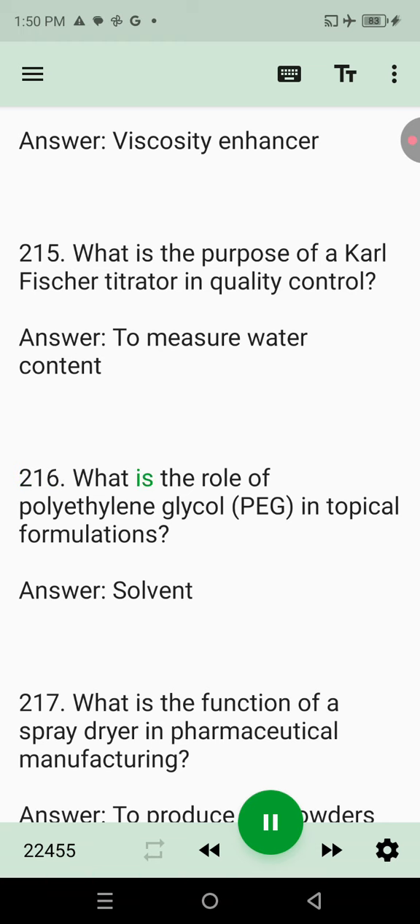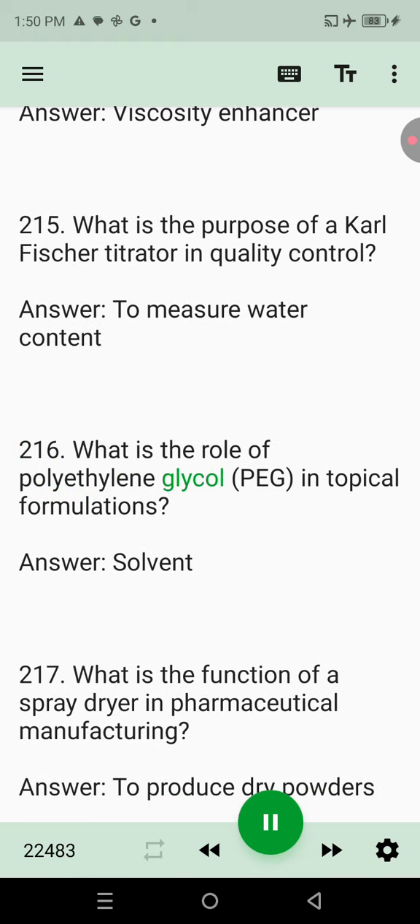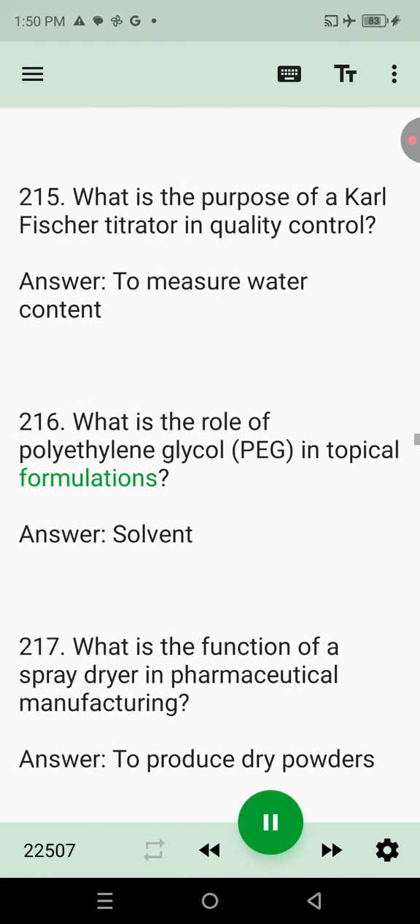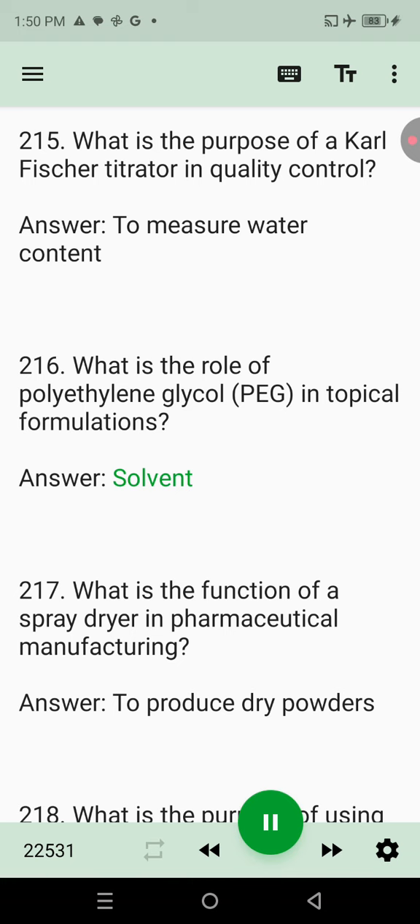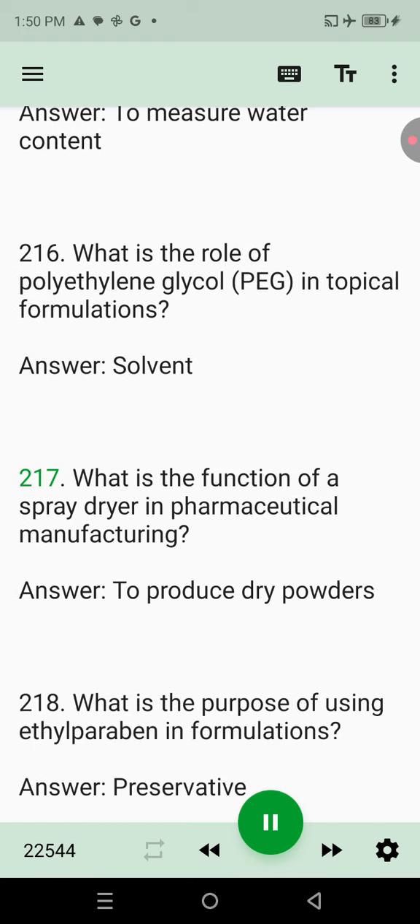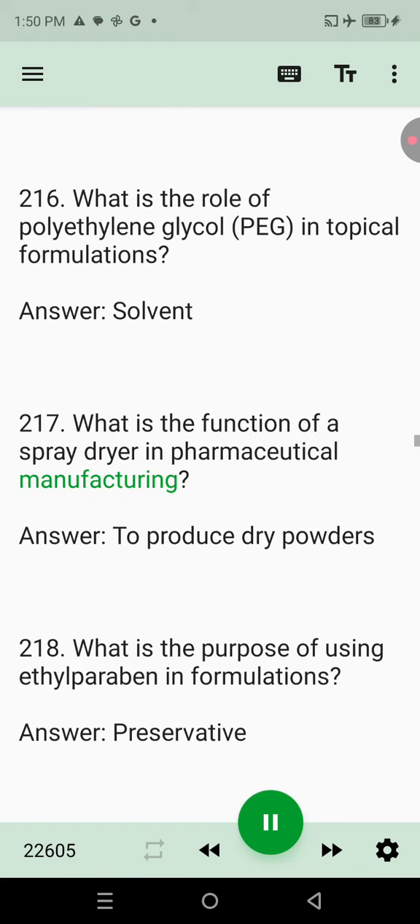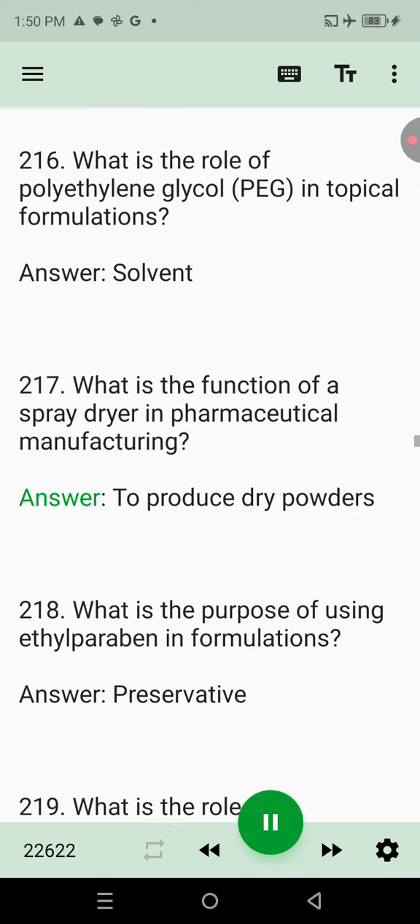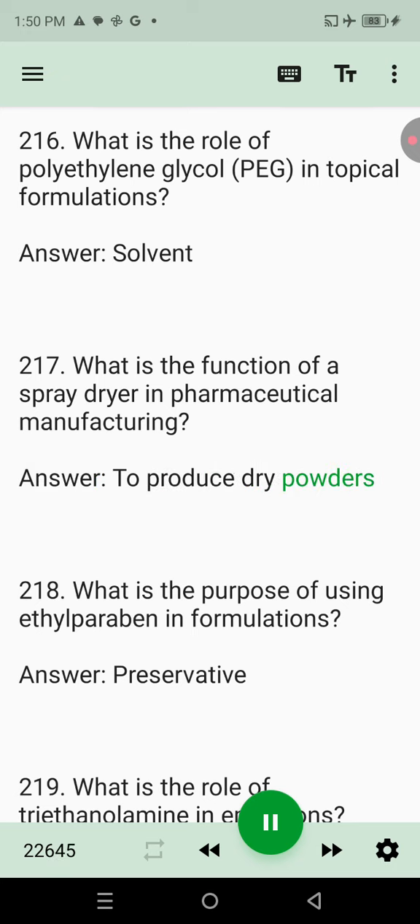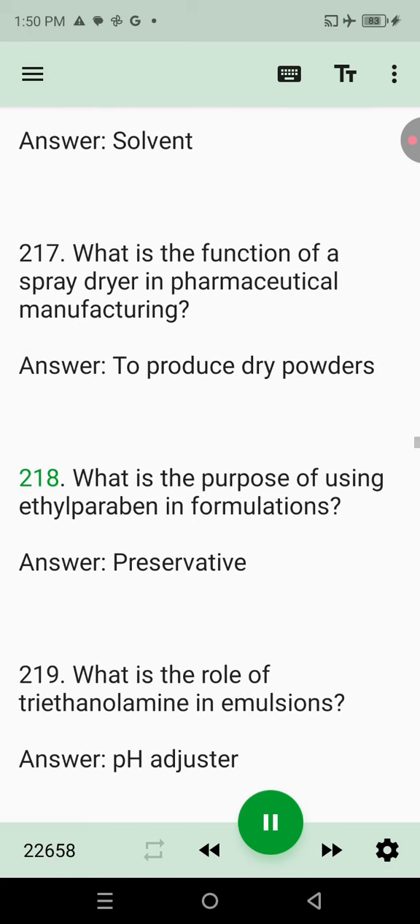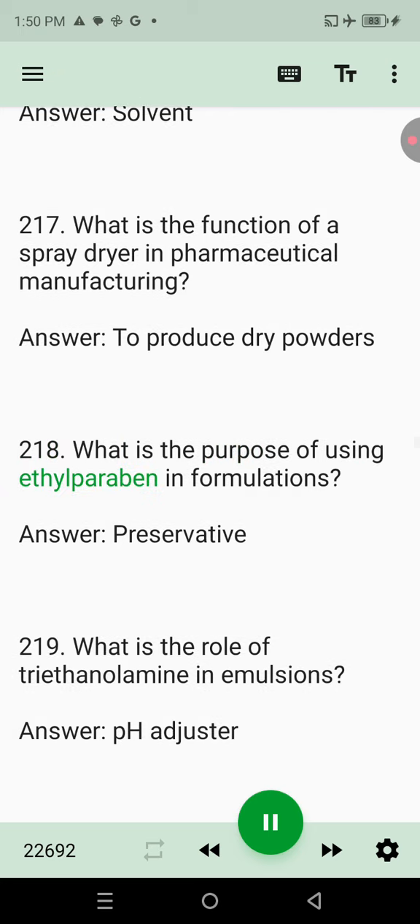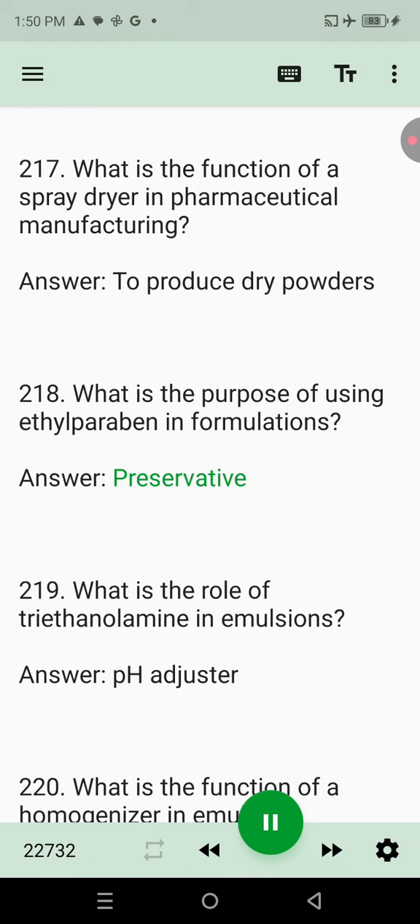216. What is the role of polyethylene glycol (PEG) in topical formulations? Answer: solvent. 217. What is the function of a spray dryer in pharmaceutical manufacturing? Answer: to produce dry powders. 218. What is the purpose of using ethylparaben in formulations? Answer: preservative.